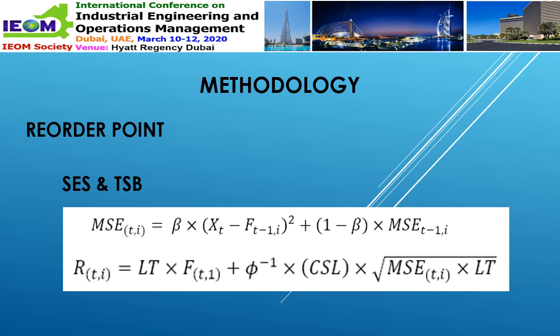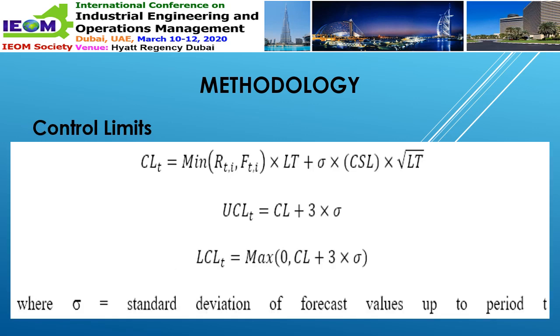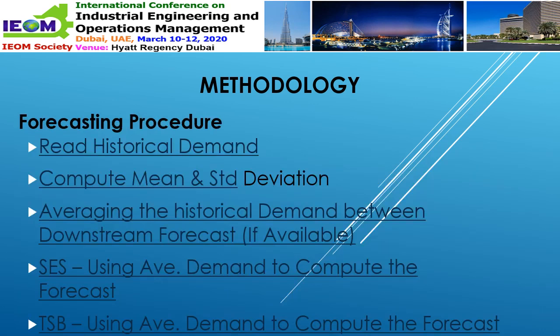This is the formula of the reorder point used by the SES and TSB methods. So the first equation is the mean square error computation, and the second is the reorder point. And then these are the control limits used in the proposed model. So you have the control limit, the upper control limit, and the lower control limit.